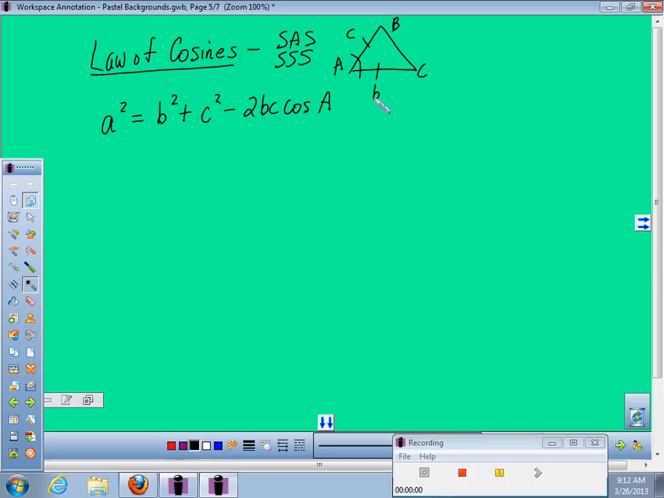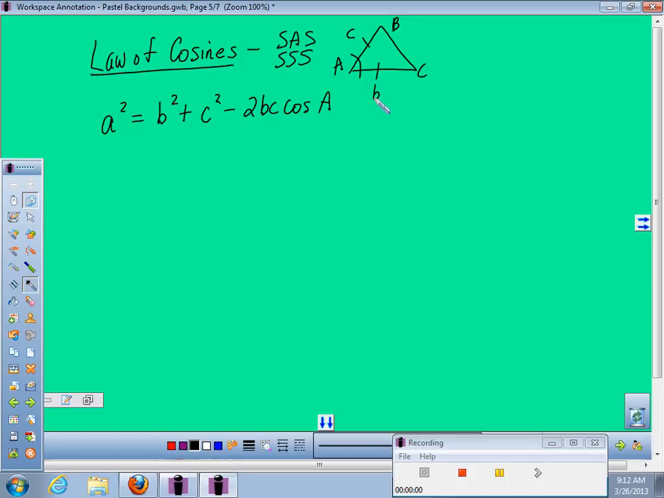So law of cosines is going to find you that third missing side. Take your other two sides and square them: B squared plus C squared. Subtract 2 times those same two sides. If you use B and C here, you use B and C there. Then it's the cosine of the angle you know, which is opposite the side you're trying to find. So if you're trying to find side A, you'll know angle A.